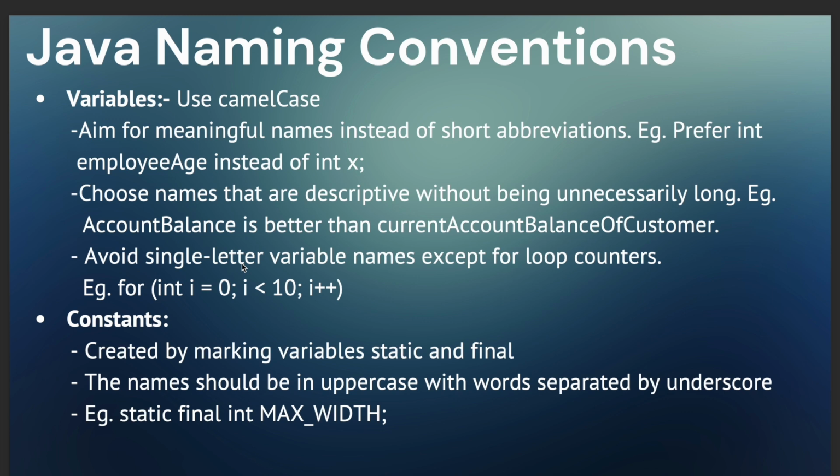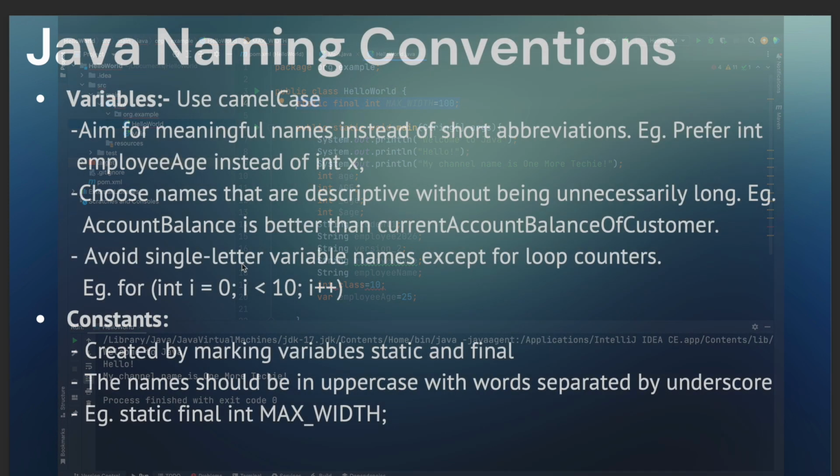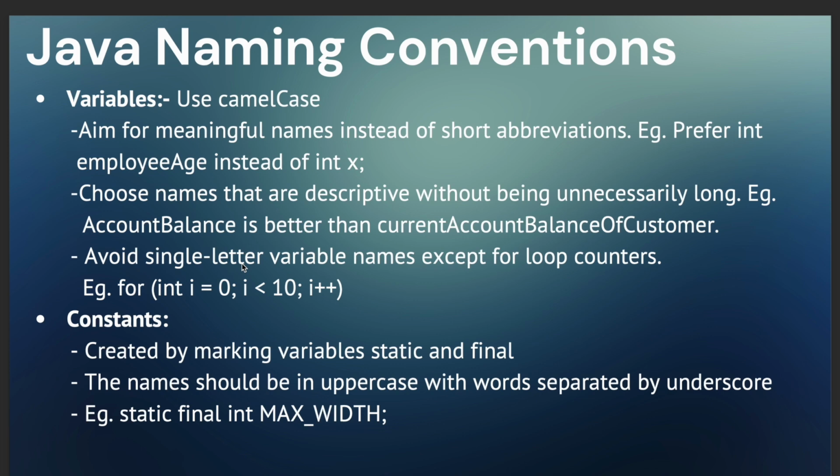Constants are created by marking variables static and final. When a value is never meant to change throughout your program, it's a constant. These are written in all caps with words separated by underscores. Example: static final int MAX_WIDTH = 100. We will learn what static and final mean in upcoming tutorials. For now, simply remember the naming style.